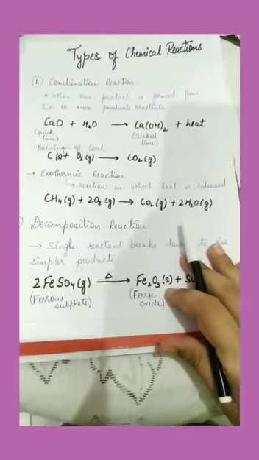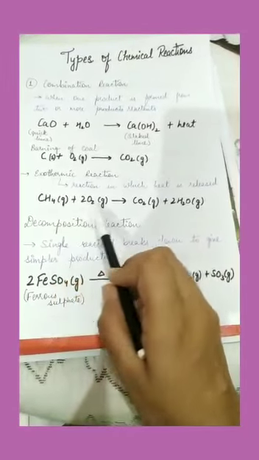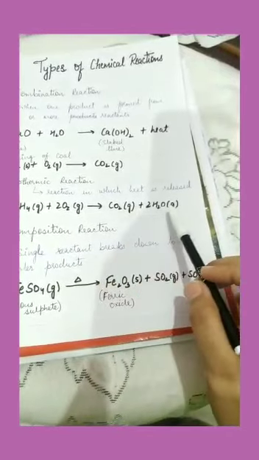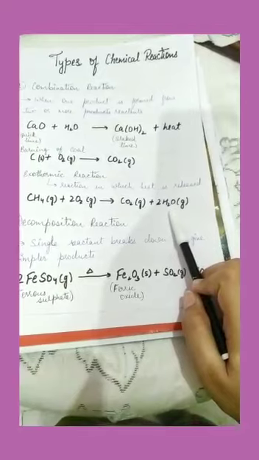Now one more example of exothermic reaction, CH4 plus oxygen, that is methane plus oxygen gives carbon dioxide and water and also heat is released. So this is also an exothermic reaction.